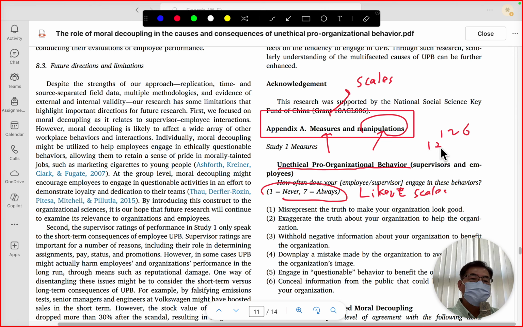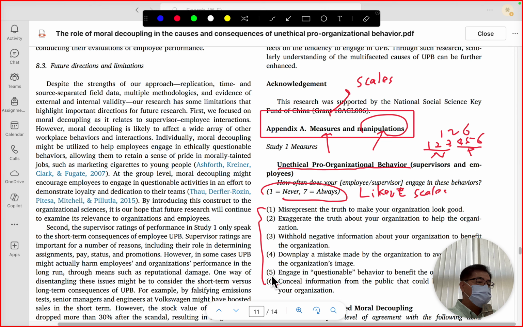Maybe 1, 2, 3, 4, 5, 6, where maybe one end is positive and the other is negative. You ask the participant to select a position, with no middle point. But a Likert scale has a middle point. So usually people will use the 7-point Likert scale or the 5-point Likert scale. And below here, there are 6 items to measure this concept.